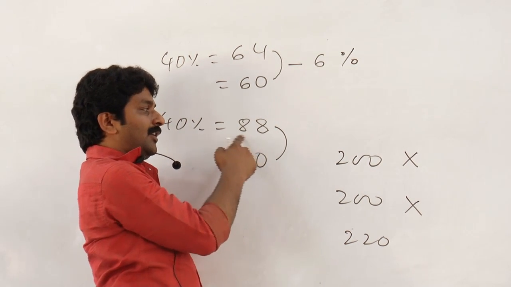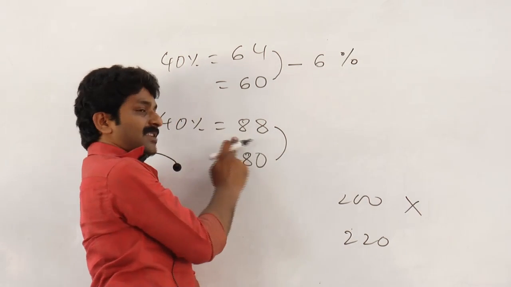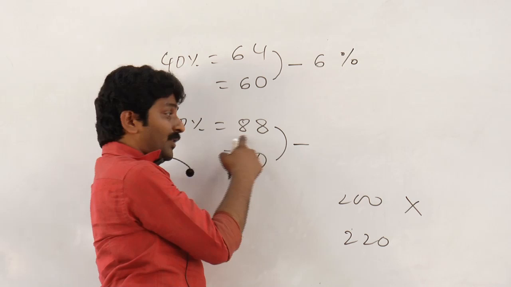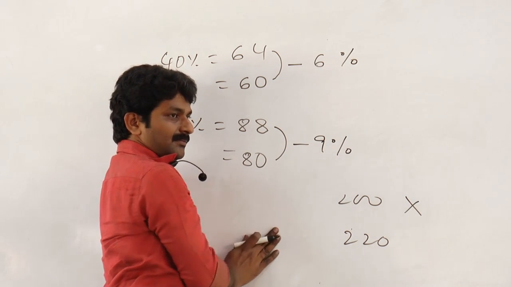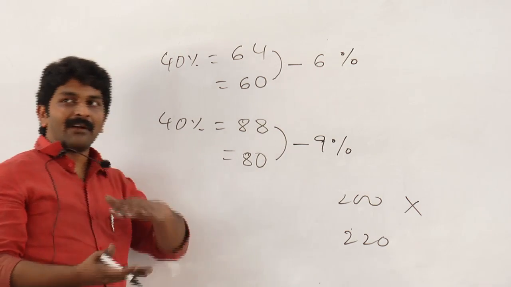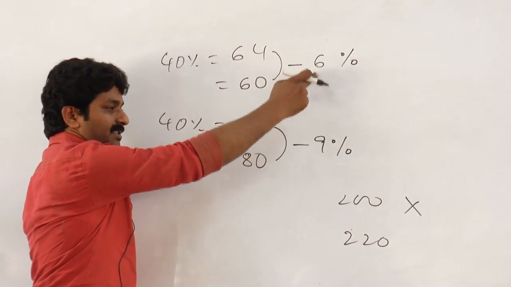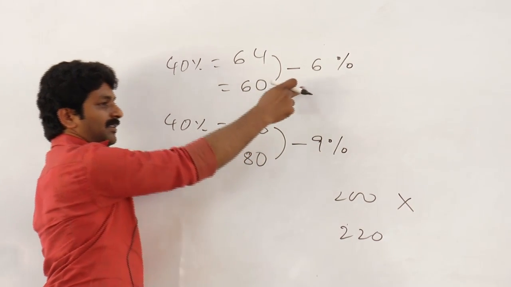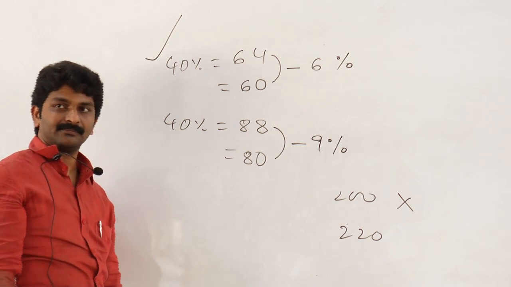To make it 80 you need to subtract 8. What about 10% of this number? 8.8. But you need to subtract 8, which is very close to 10%. That will be near about 9%. When you want to have highest value, you need to subtract smaller number. Here this is near about 6%. This is 9%. As you are subtracting 6% compared with 9%, this will be the highest number.